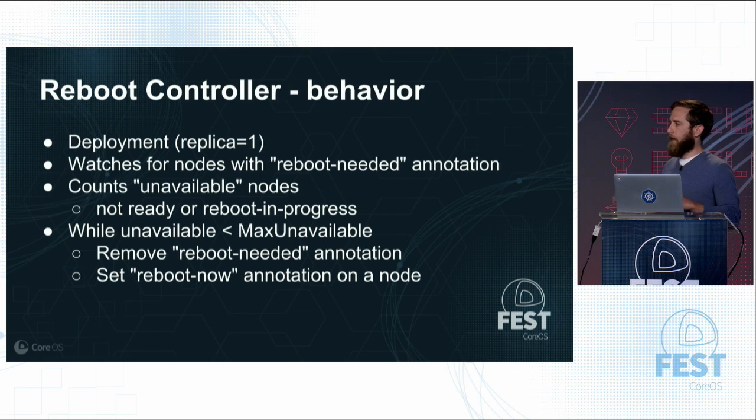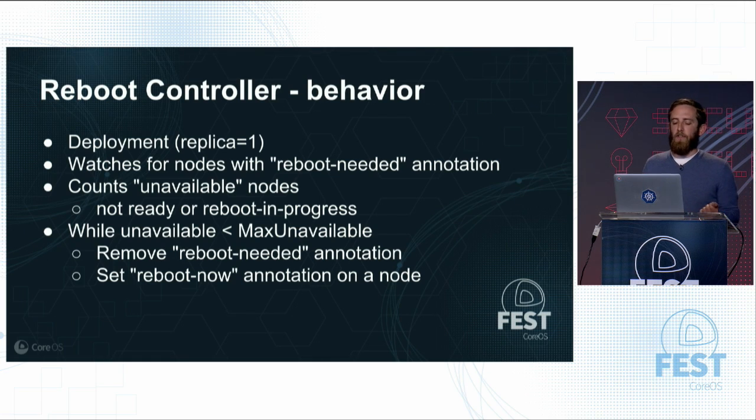Then the Reboot Controller, again, is the brain that's going to be coordinating these updates across your cluster and making sure not too many nodes go down at once. We're going to deploy this in the cluster using a deployment object with a replica of 1, and we'll come back to that a little bit later. But this controller's job is to watch all nodes across your cluster, and it wants to see if any of the nodes have a reboot needed annotation. So that node is reported in as, I need a reboot, and then it needs to decide whether it's safe or not to do that.